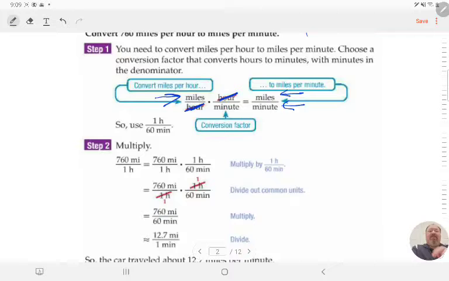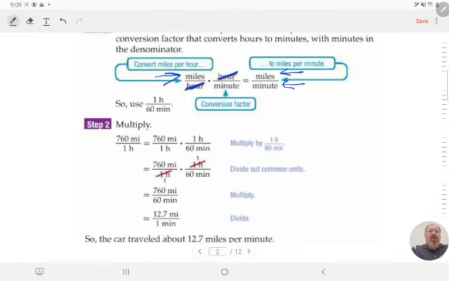So if I would have done it the reverse way, I would have had miles times minutes and then hour times hour, or hour squared. So that would not work. So it's important that you have them in the right order. Okay? So I know I'm going to use 1 hour per 60 minutes.